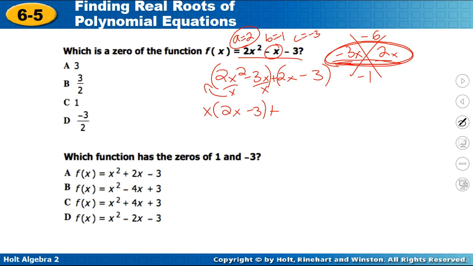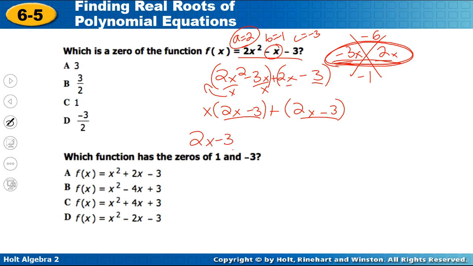And now my second group, there is no GCF. There's nothing in common between these two terms, 2x and minus 3. So they stay the same. I can't really change anything about it. Okay? However, you do recognize the fact that when we factor by grouping, we get two common binomials. In this case, I have 2x minus 3. So we take the 2x minus 3 out, set it aside. Now what's left without it?